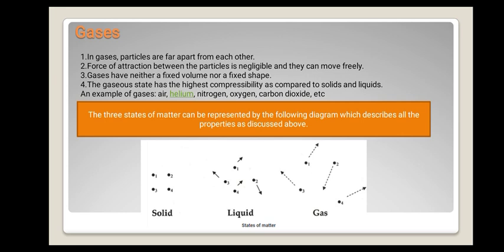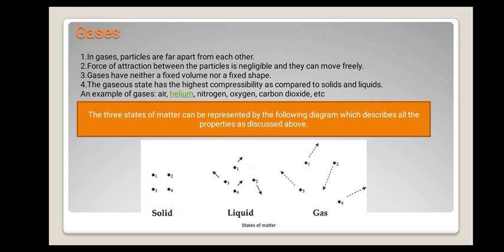Now, here's a brief summary of the three states of matter. The three states of matter can be represented by the following diagram, which describes all the properties as discussed above. First, in solid, look, there are four particles. They are fixed on their mean position. Okay, they are not allowed to move. But in liquid, the particles are allowed to move in a random direction.